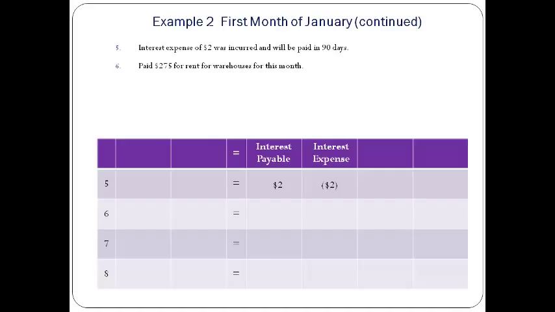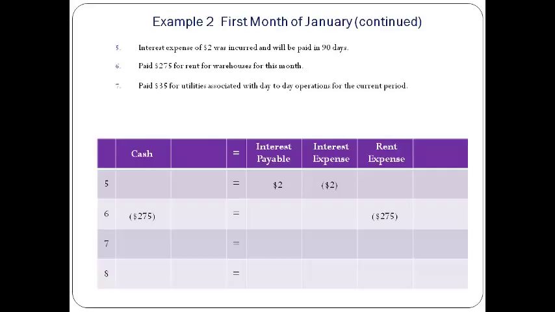In the next transaction, the company paid for rent for the warehouse for the current month. Goods and services provided to customers? No. Was a service provided to the company? Yes, the use of the warehouse. A service was received and the expense account is recorded. Was cash paid? Yes, so cash decreases.